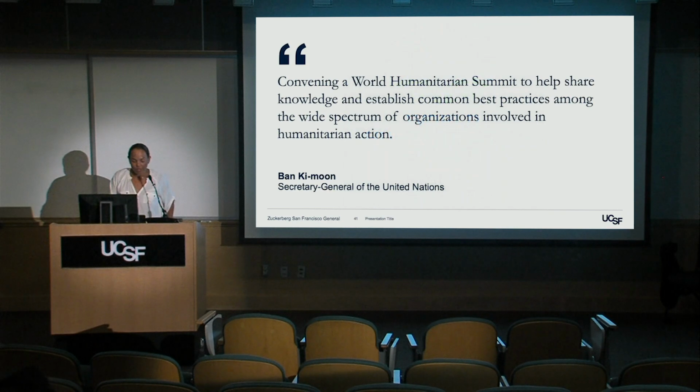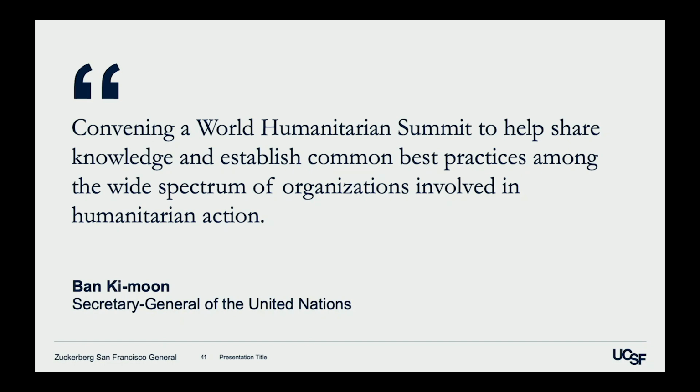So Ban Ki-moon, who was the Secretary General of the United Nations at this time, basically wanted convening a World Humanitarian Summit to help share knowledge and establish common best practices among the wide spectrum of organizations involved in humanitarian action. The goal was to develop a humanitarian system that was more global, accountable, and robust. Okay?